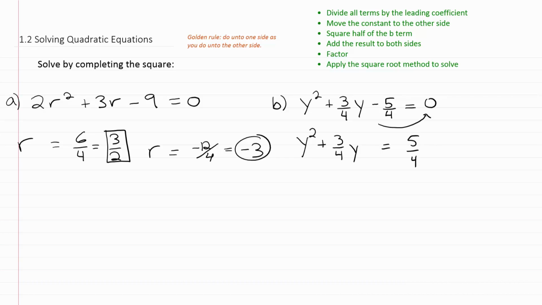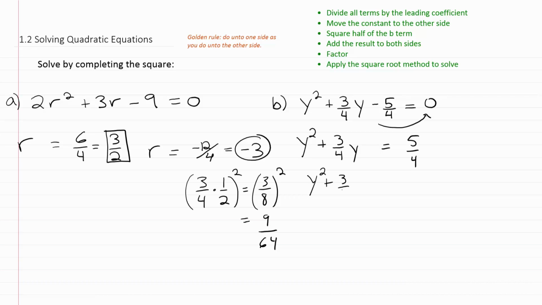Then we take half of the b term and we square it, so let's just work that out over here. So we'll say 3/4 times 1/2, and then we're going to square that result. That's going to end up giving you 3/8, and then we will square that result to finally get 9/64. All right, let's add that to both sides of the equation. So we'll end up with y squared plus 3/4 y plus 9/64 is equal to 5/4 plus 9/64.